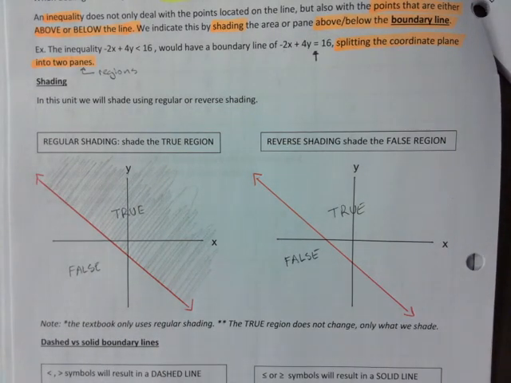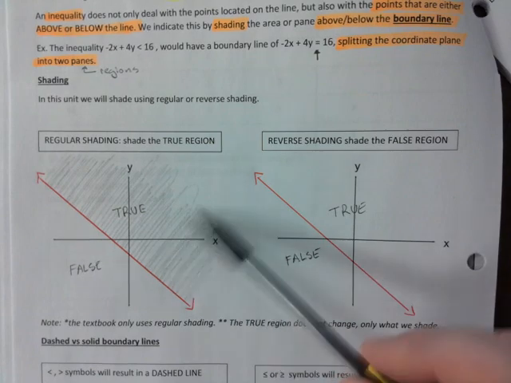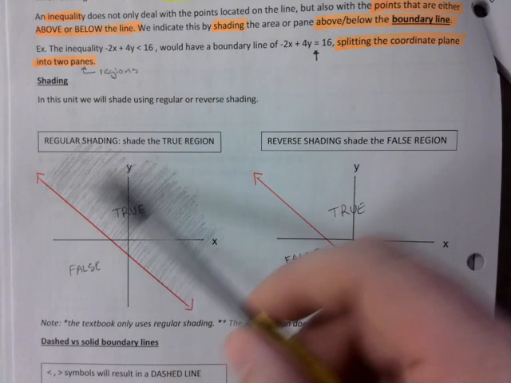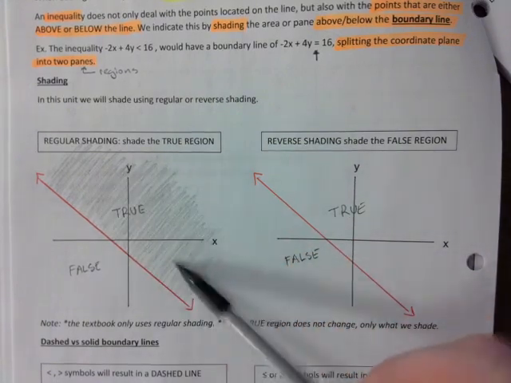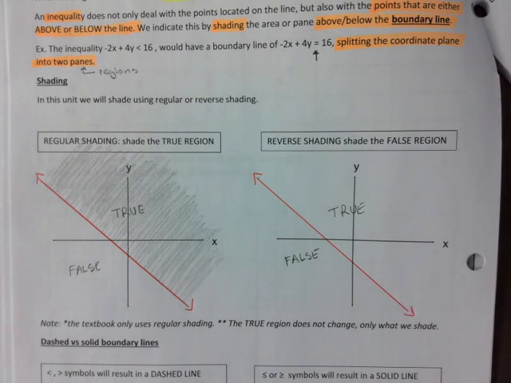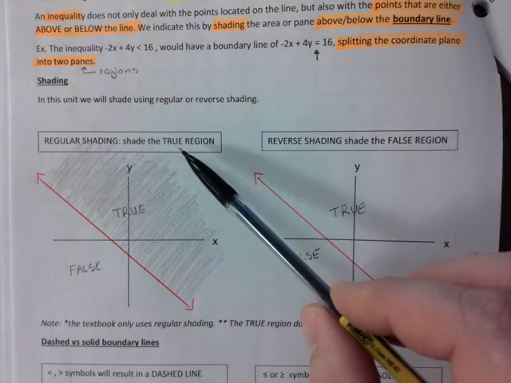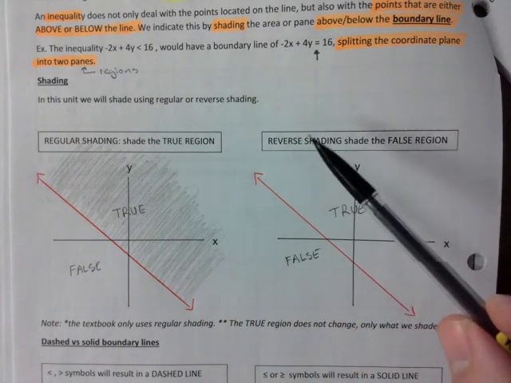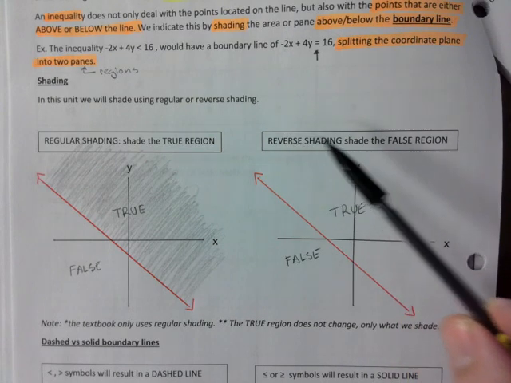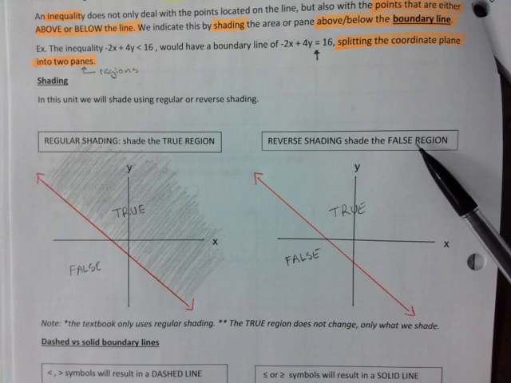It's a little light on the camera there. The truth is that sometimes we're going to have points on there and some labeling, and I don't want that to be shaded over. I still want you to be able to see what you wrote down. So regular shading, we shade the true region. You got that? Reverse shading, we shade the false region.